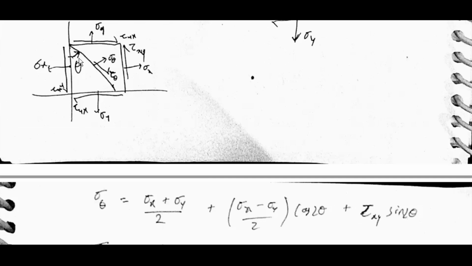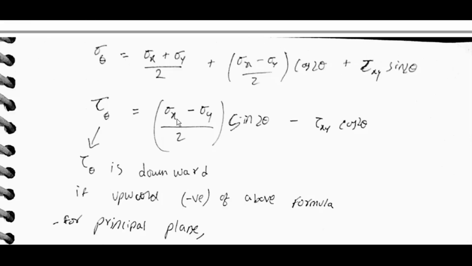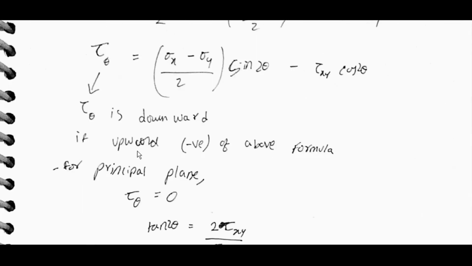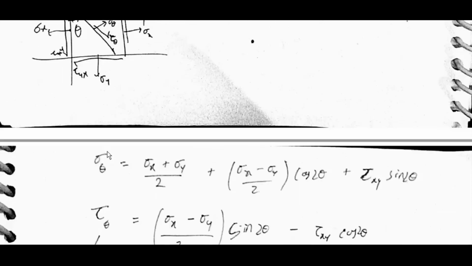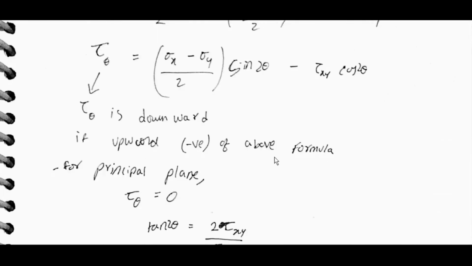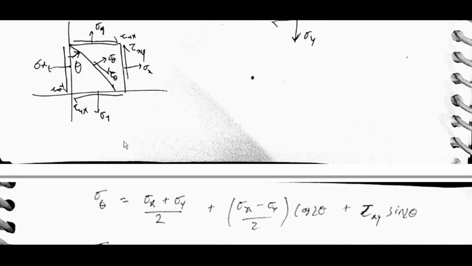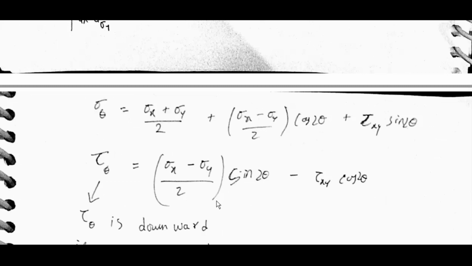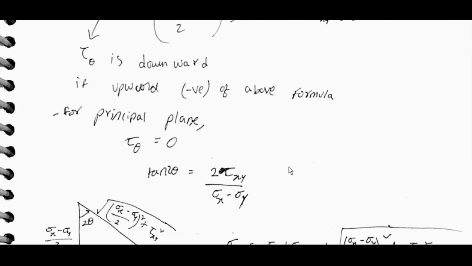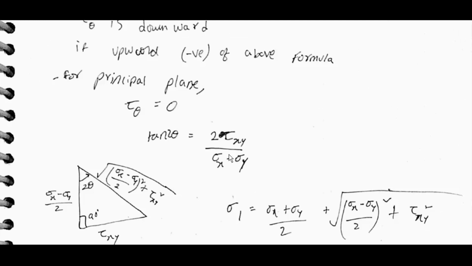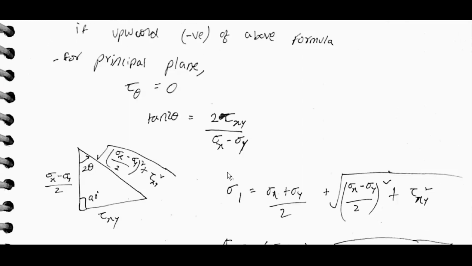Here theta is taken anti-clockwise. So for anti-clockwise theta, tau theta is downward; if upward, positive. Tau theta is sigma x minus sigma y by 2 sin 2 theta minus tau xy cos 2 theta. For a principal plane, tau theta is equal to 0, so tan 2 theta is equal to 2 tau xy by sigma x minus sigma y.